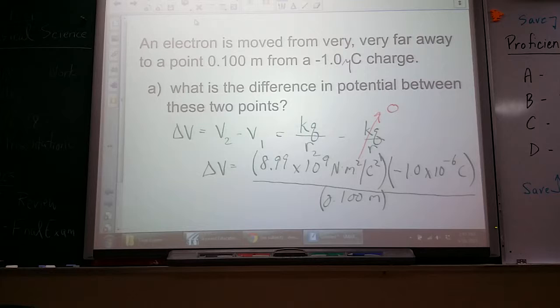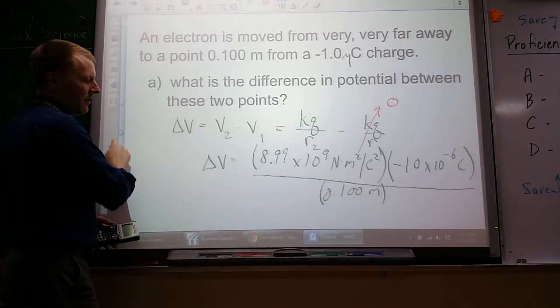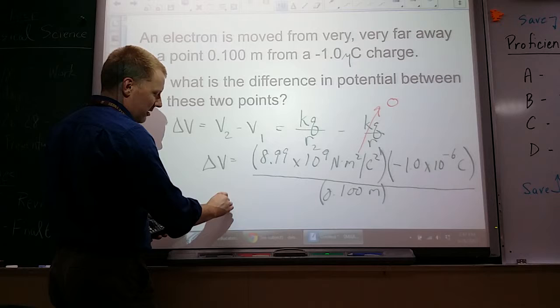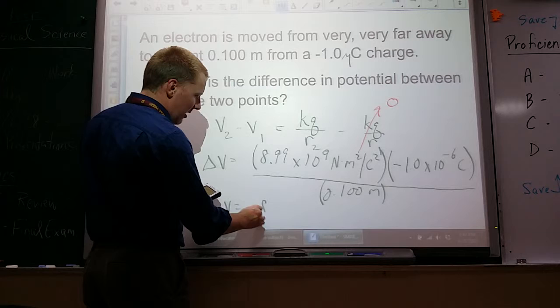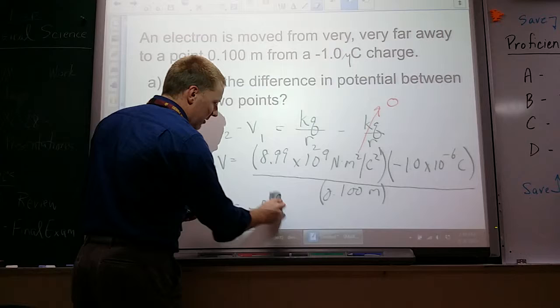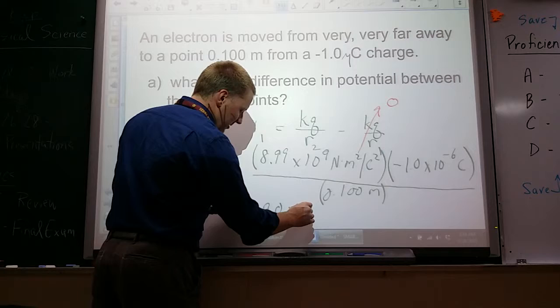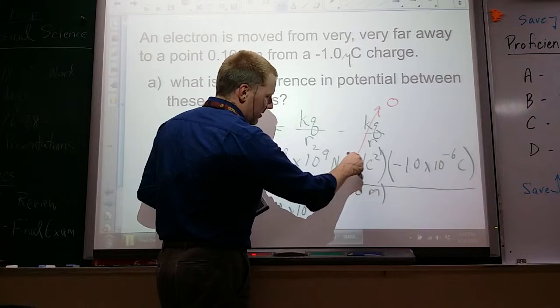Mr. Smith. Mm-hmm. Why would it be negative 8.99? That's cool with that. I do have the negative now at this time on the charge. So I get negative 8.99 times 10 to the 4. And units here, I cross out one of my meters, one of my coulombs, and I get volts.